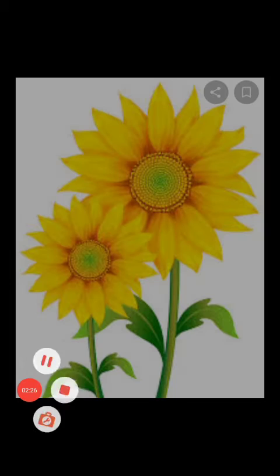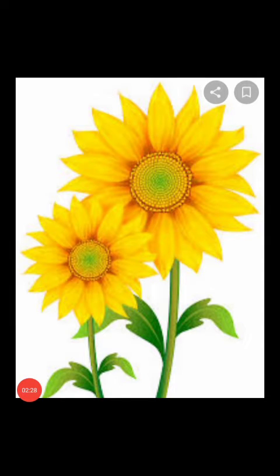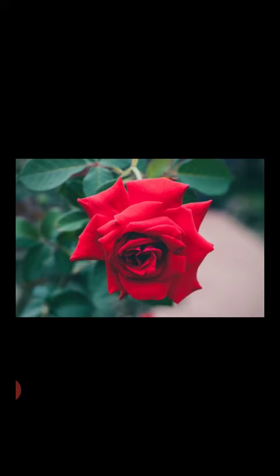Now, students, let's play some riddles. Students, I will tell you about some flowers and you will recognize them. Which flower is it? Tell me the name of the flower which is red in color and has thorns. Ma'am, rose. Very good. Tell me the name of the flower which is yellow in color and whose name is after the name of the sun.